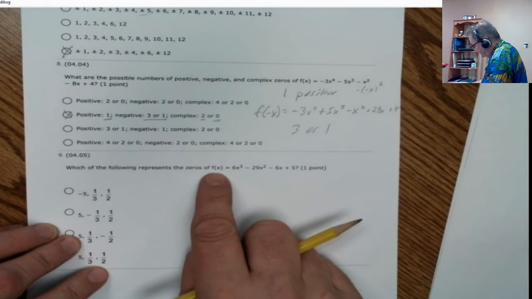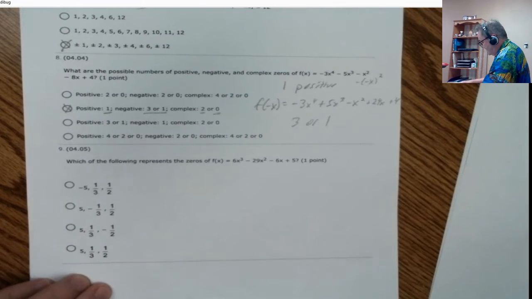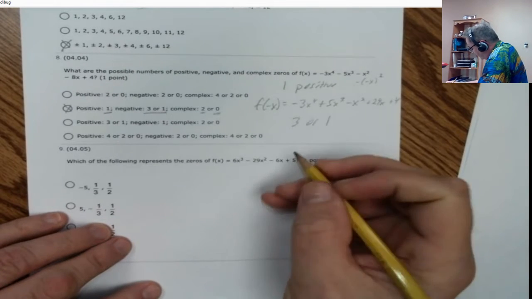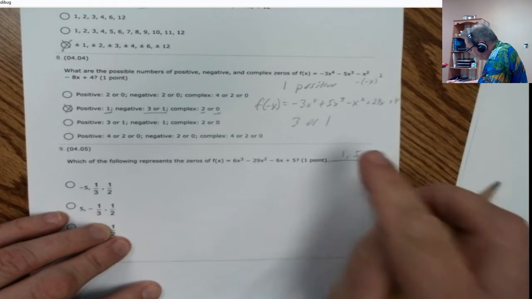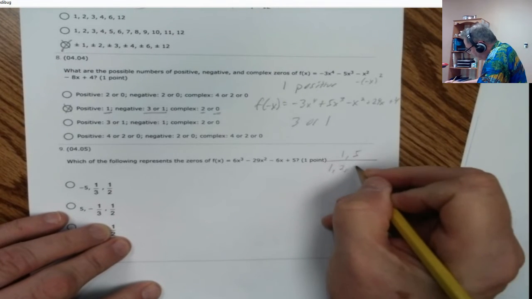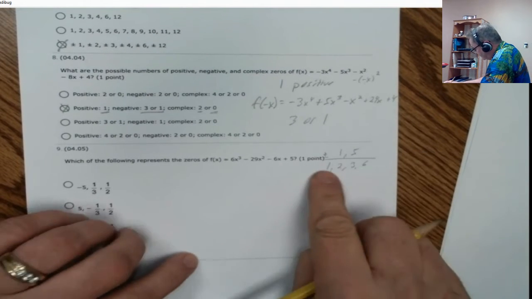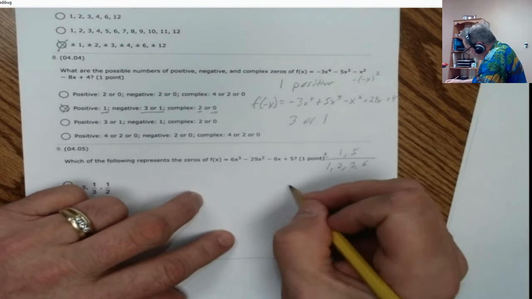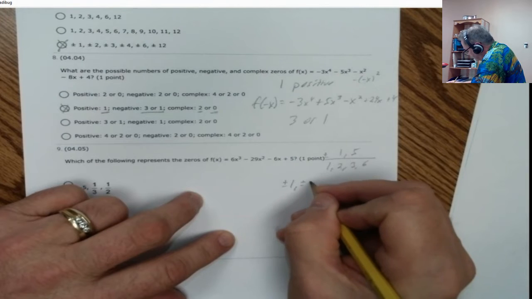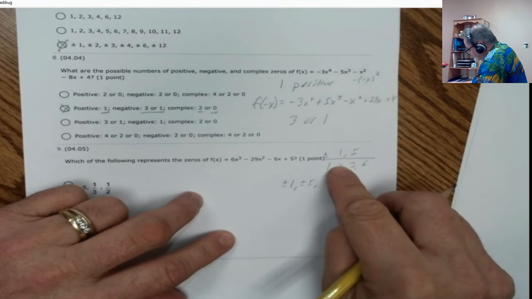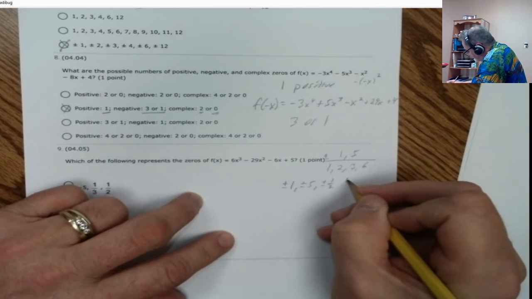All right, which of the following represents the zeros of f of x equals 6x to the third minus 29x squared minus 6x plus 5? Okay, so we know that 5 is only 1 times 5. That's the only possible numbers on top of the fraction. 6 is 1, 2, 3, and 6. That's the possible numbers. This is all plus or minus, all right? So if we look at that, plus or minus 1 over 1, which is 1, plus or minus 5 over 1, which is 5, plus or minus 1 over 2, plus or minus 5 over 2.